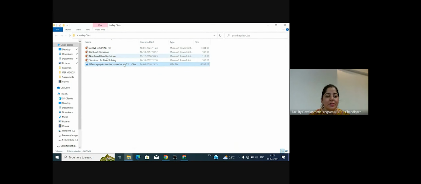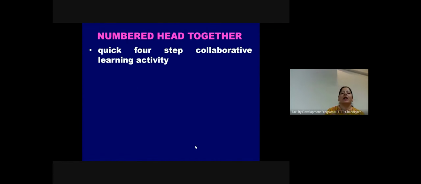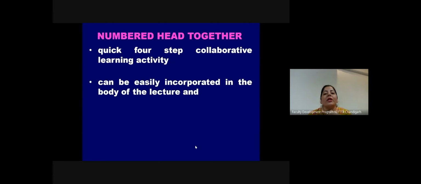So why do we need numbered head together? It can be cooperative or it can be collaborative strategy depending upon the type of students you have taken. So if the group size is more than 4, it is considered as collaborative. If it is limited to 3 or 4, it is considered as cooperative learning strategy. So it can be easily incorporated in the body of the lecture.